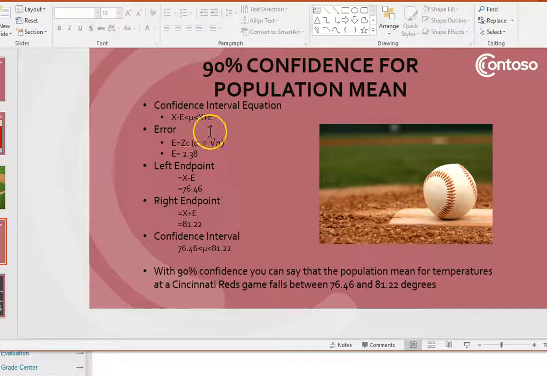Here's our confidence interval, right? I like this. I like that they gave me the confidence interval equation. They gave me the error formula, left endpoint, right endpoint. And then they said, with 90% confidence, you can say the population mean for temperatures at Cincinnati Reds games falls between 76.46 and 81.22 degrees. Okay, probably didn't need 2 decimals, but it's fine.